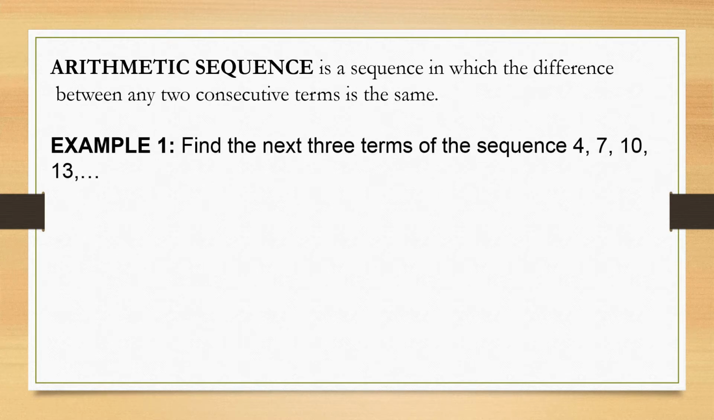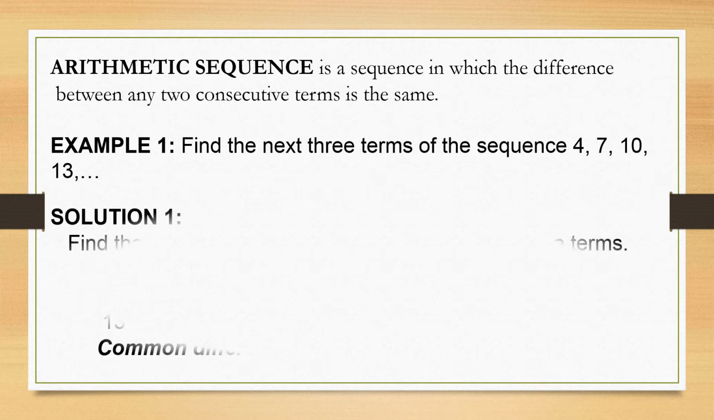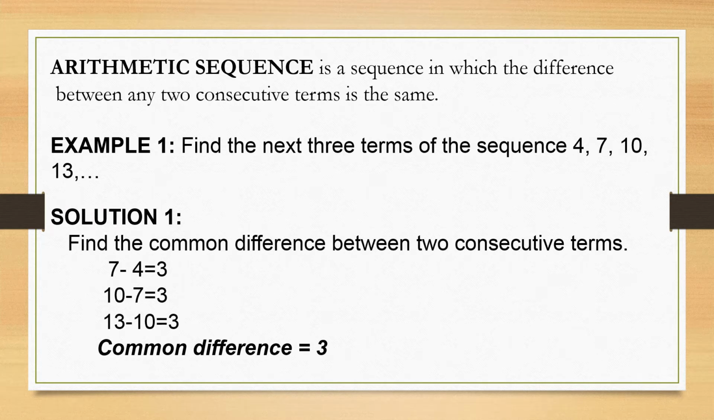Find the next three terms of the sequence 4, 7, 10, and 13. So if we're going to get the next three terms, of course, let us identify first their common difference. So we have the solution. To get the common difference, we will subtract the second term by the first, and the third by the second, and the fourth by the third.